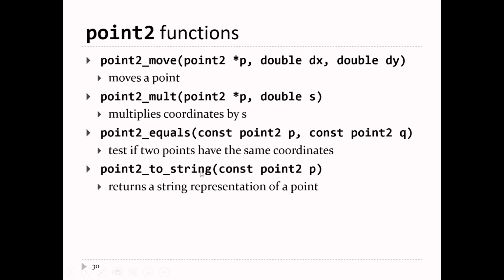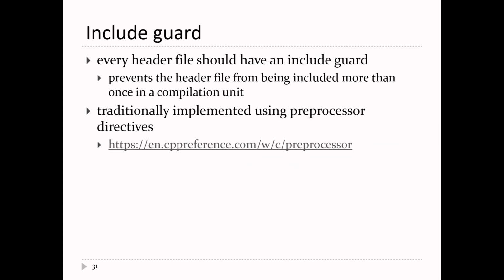toString: I want to be able to generate the string representation of a point. So I can take in a point object, mark it const to indicate that the function does not actually change the point, and return a char star, an array of characters that is the string representation of the point. And you can go on and on. There are lots and lots of functions that you could define for points.